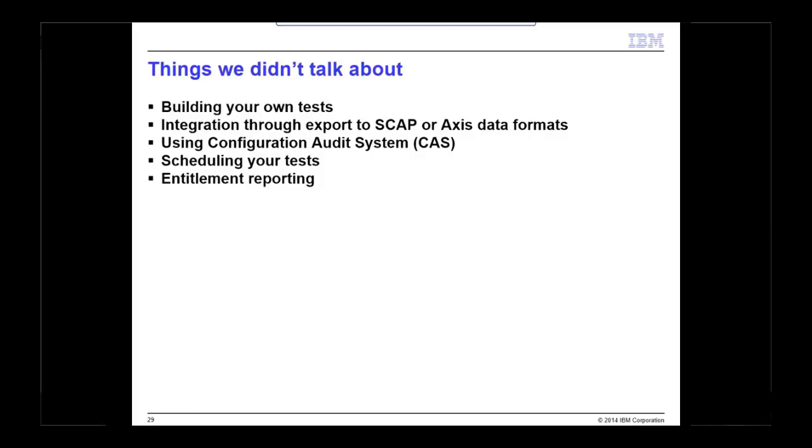Things that we didn't talk about: there's a lot of depth in this product. There's an awful lot of capability, and what I tried to do is expose you to the basics. But you can build your own tests, and we're going to talk a lot more about that. This is very unique to this product. I've not seen any other product that has this kind of capability to customize. You can also export and integrate with other kinds of systems. There's the CAS system for configuration, looking at the files at the operating system, scheduling, and entitlement reporting. These are other features that I didn't touch on, but are parts of VA.